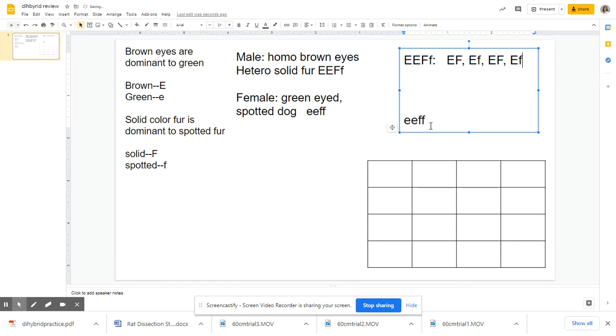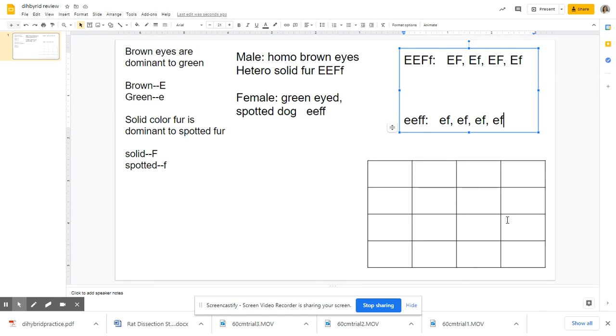Okay? Now for our female, we're going to do the same thing. Most of you probably already noticed that we have all lowercase here. So that means our only combinations are going to be 4 versions of a lowercase e and a lowercase f, since that is our only possibility there. We're then going to put these combinations into the Punnett square.